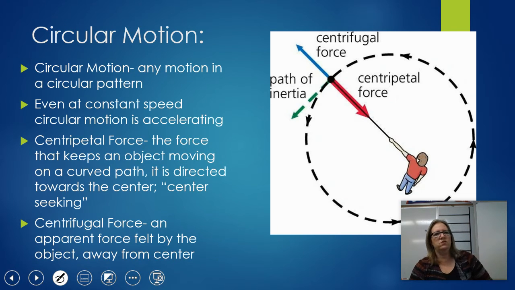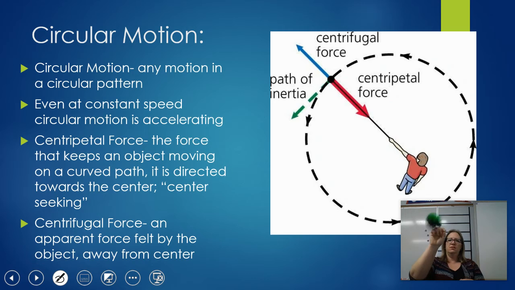All right, we also have to talk about circular motion. Circular motion is obviously anything that's moving in a circle, okay? So that Ferris wheel on that first picture would be an example of circular motion. And even at a constant speed, circular motion is accelerating, okay, because of the change in direction. We get these terms with circular motion. One is centripetal force, which is an actual force, and then we get this thing called centrifugal force, which is kind of a perceived force. It's not an actual force, which gets kind of confusing, okay?